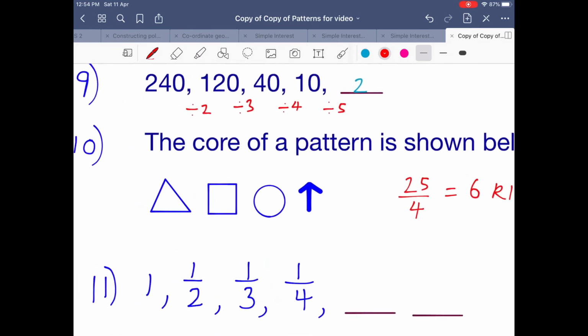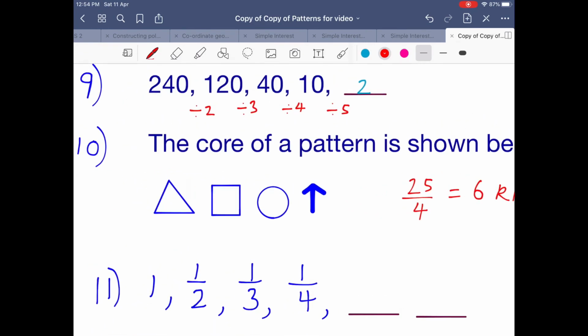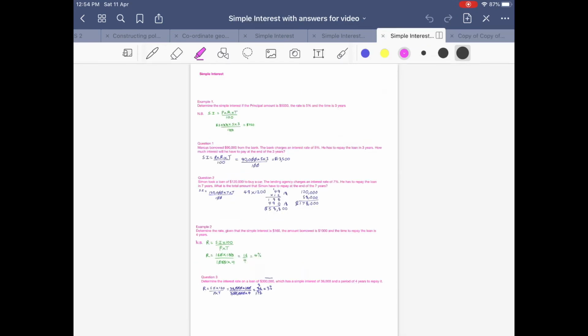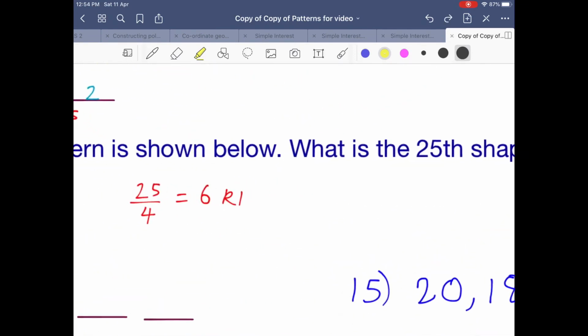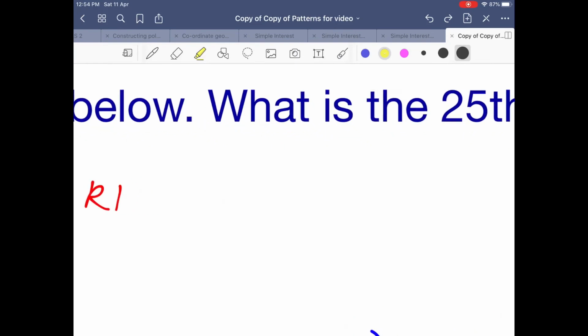So we know that this pattern here will repeat 6 times. So it says 4, 8, 12, 16, 20, 24. So 24 will end on the arrow because the 4th item is the last item. So that's 24. So the triangle will be 25. So that 25th item will be a triangle.